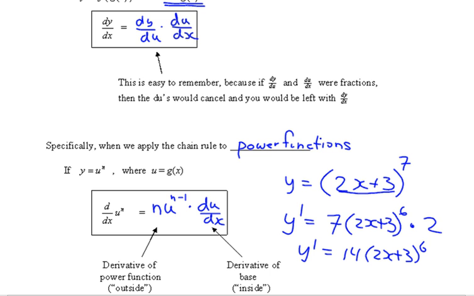Okay? And you know what, class? Believe it or not, that's what you had over here. Your power was 1/2, wasn't it? And you had an inside function. You had a u function, very simple, of 2x.